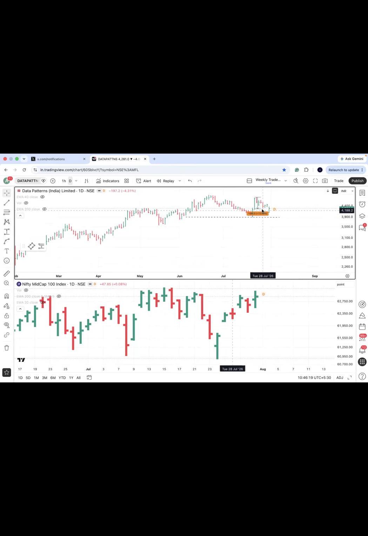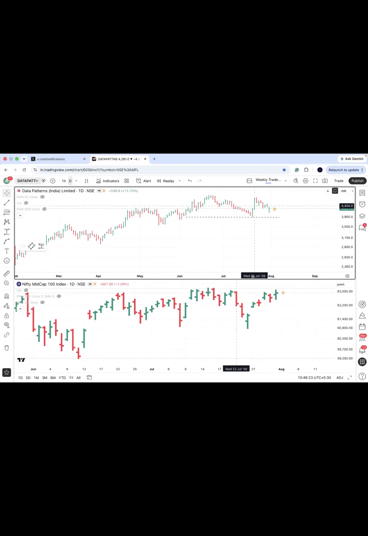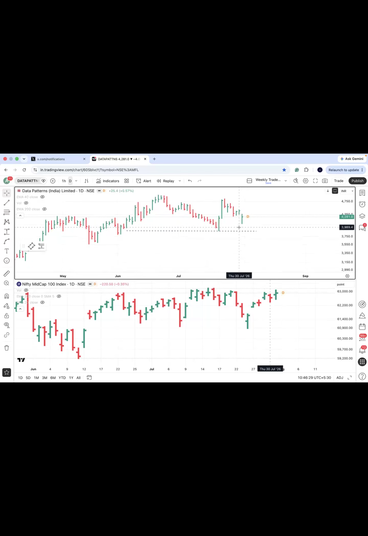So basically, in the case of data patterns, what it is showing is how the index is reacting, the stock is reacting similarly only. There is no outperformance in the market. Like, there is no outperformance or underperformance.